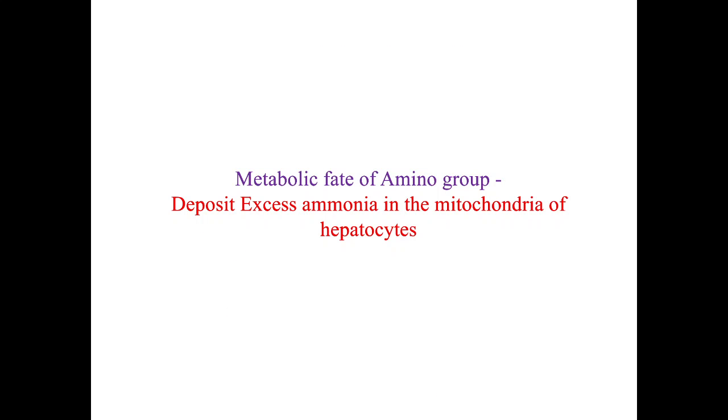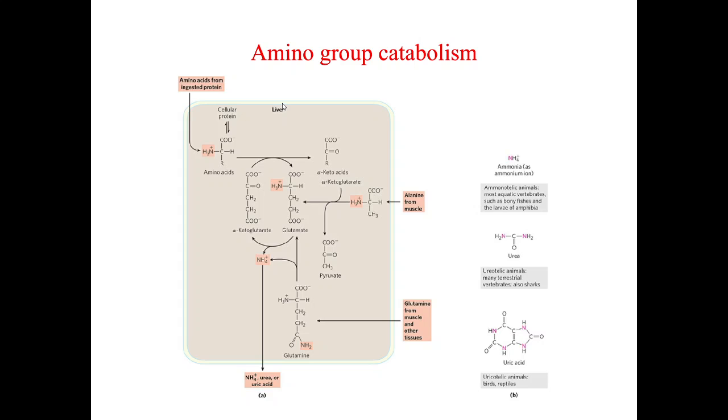So, metabolic fate of the amino group: deposit the excess ammonia in the mitochondria of the hepatocyte. So we have the amino group, and what happens with it? Excess ammonia is there. How can we deposit this ammonia into a particular compound, or how can we get rid of this ammonia group, right? So this is an amino acid from the ingested protein. We are ingesting protein, so the amino acid is there.